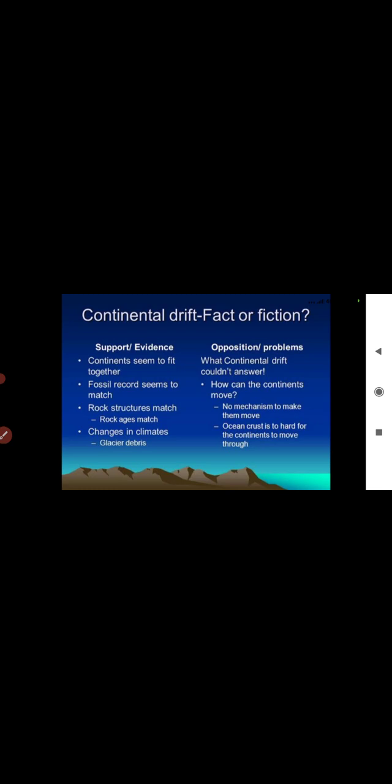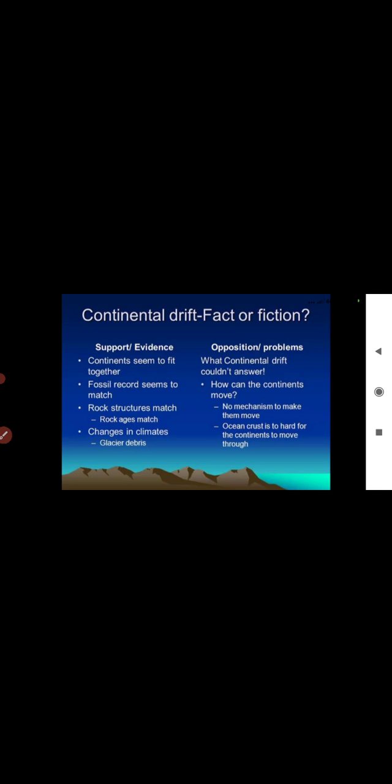Some of the evidences were that continents seem to fit each other. Second was the fossil record, which we already saw. Again, we see the rock structure and rock ages, which Wegener studied, and also glacier debris, like glacial tillites and all, as we saw. And there were some problems, or some limitations, of continental drift theory. So what were they actually?